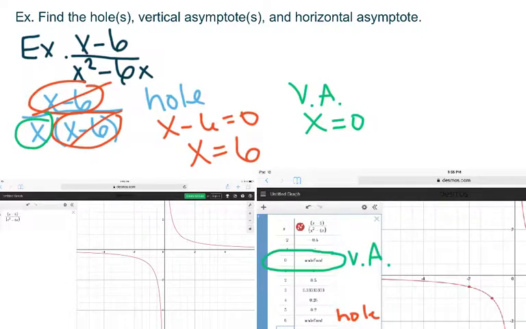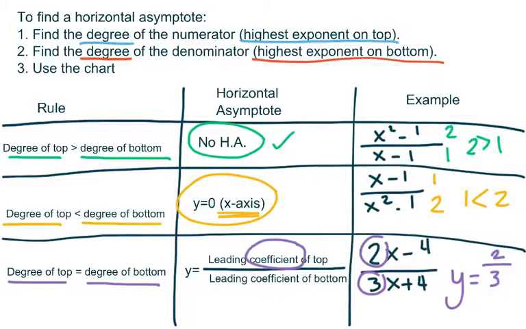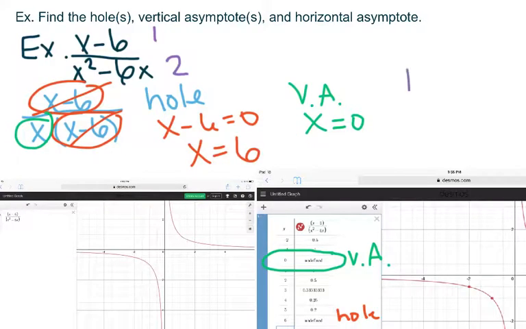Okay, then the last thing I want to do is look for the horizontal asymptote. I'm going to use that chart from that last one. So notice that the degree of the top is 1, that's my highest exponent. The degree of the bottom is 2. So I'm going to flip back to that chart. When the degree of the top is less than the degree of the bottom, you have a horizontal asymptote at y equals 0. So horizontal asymptote at y equals 0. So those are your 3 things that you were looking for.